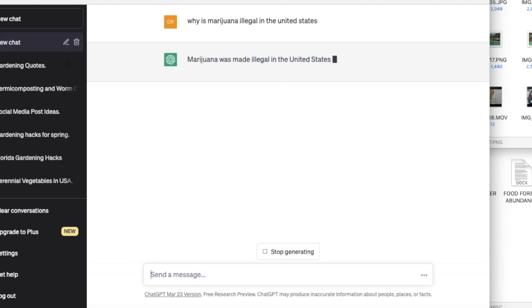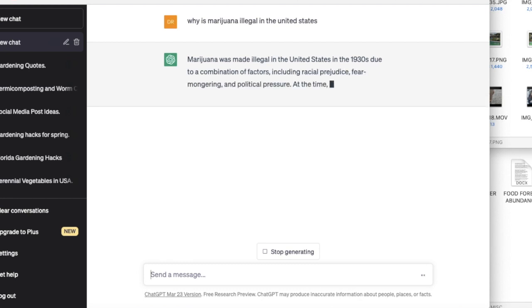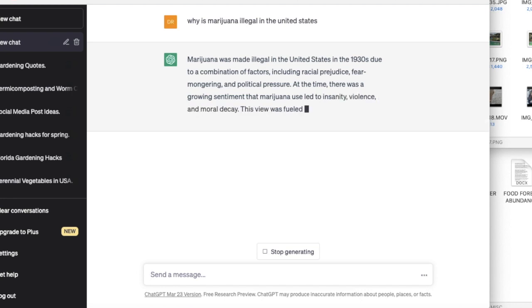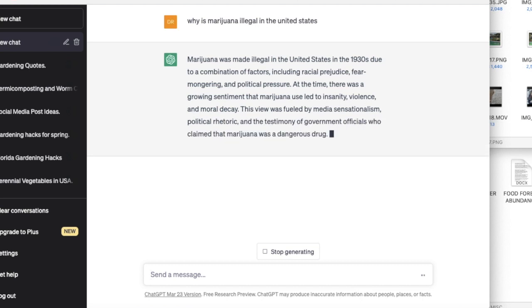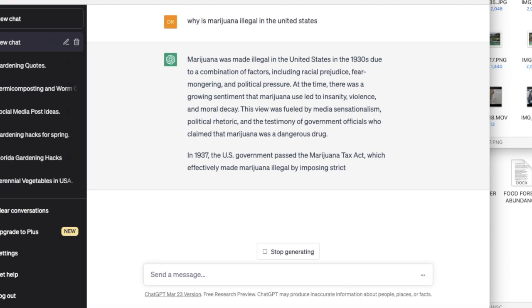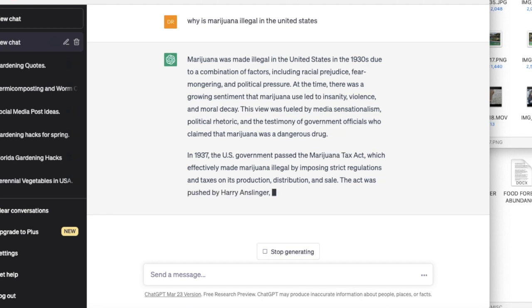Marijuana was made illegal in the United States in the 1930s due to a combination of factors including racial prejudice, fear-mongering, and political pressure. At the time, there was a growing sentiment that marijuana use led to insanity, violence, and moral decay. This view was fueled by media sensationalism, political rhetoric, and the testimony of government officials who claimed that marijuana was a dangerous drug. In 1937, the U.S. government passed the Marijuana Tax Act, which effectively made marijuana illegal by imposing strict regulations and taxes on its production, distribution, and sale.